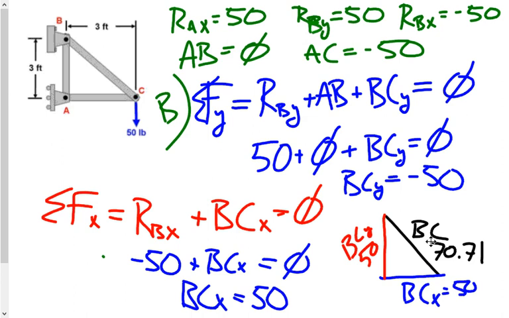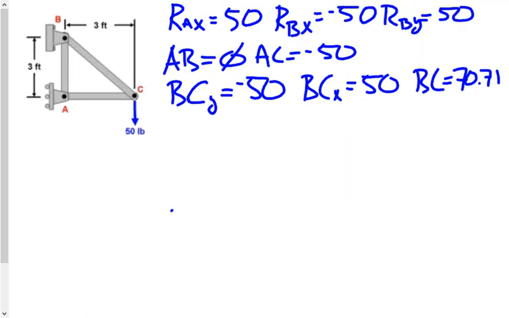All right, now let's move on to the next part of it. Here we go, so that's what we got. Those are all the things so far. We've listed everything. RAX is positive 50. RBX negative 50. RBY is positive 50. AB was 0. AC is negative 50. BCY is negative 50. BCX is positive 50. BC in general is 70.71. The last joint we have to look at is C.